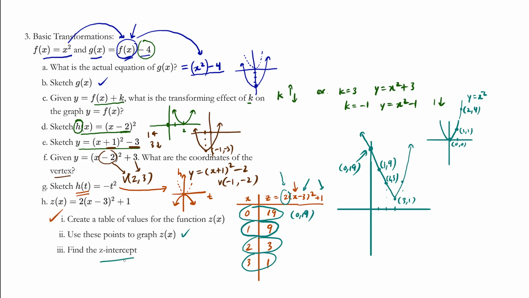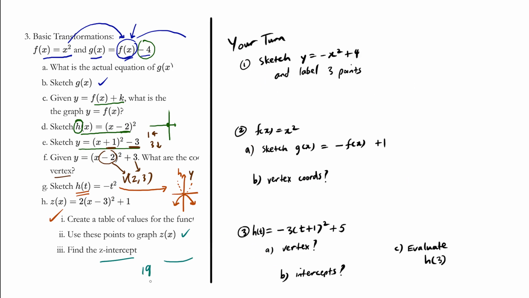And to find the z-intercept, also known as the y-intercept, you set the opposite variable equal to 0. So x equals 0, and we already have the result here in your table of values. The y-intercept is 19. It's where it hits this axis. So the answer is 19. Okay, so now it's your turn.